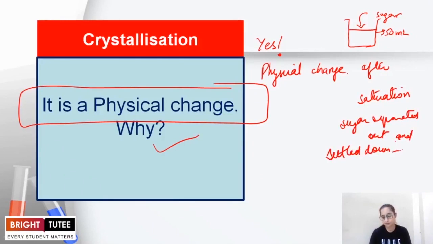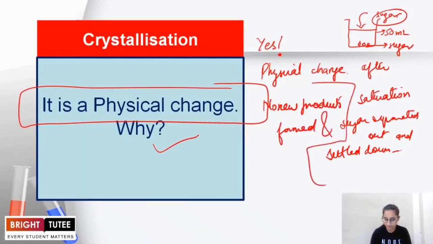Now what is happening here? You are adding sugar and you are getting crystals of sugar. So is there any new substance found? No, there is no new substance found. Sugar is obtained only after crystallization, right? And can this procedure be reversed? Yes, sugar can be separated from water by simply boiling. By evaporating the water, you can obtain sugar back. So there are no new products formed, and the change is reversible. So yes, crystallization is a physical change.